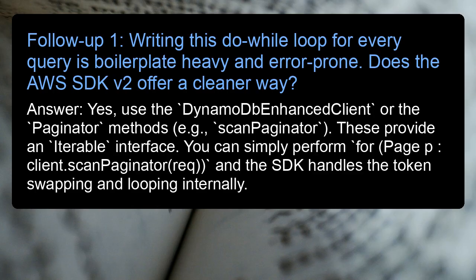Follow-up 1. Writing this do-while loop for every query is boilerplate heavy and error-prone. Does the AWS SDK v2 offer a cleaner way? Answer: yes. Use the DynamoDB enhanced client or the paginator methods, for example, scanPaginator. These provide an iterable interface. You can simply perform a for loop over pages from client.scanPaginator, and the SDK handles the token swapping and looping internally.